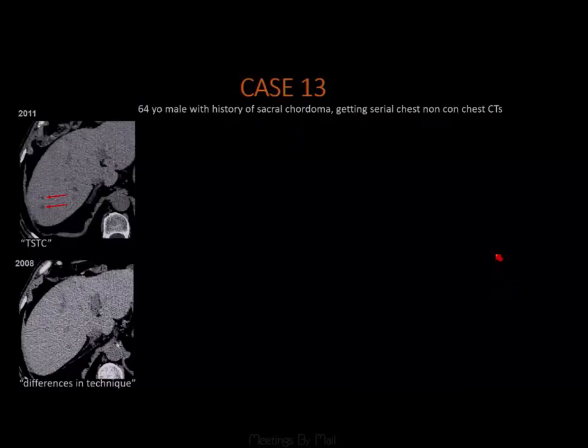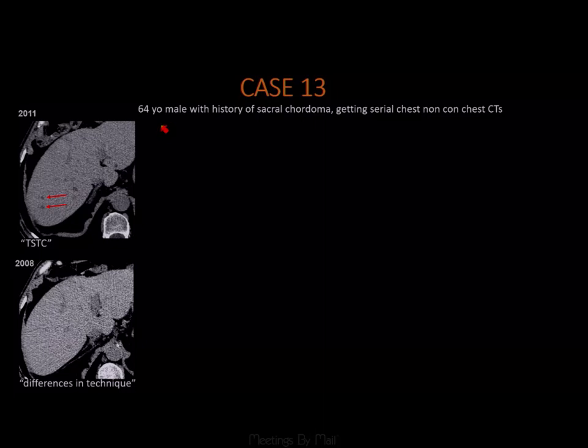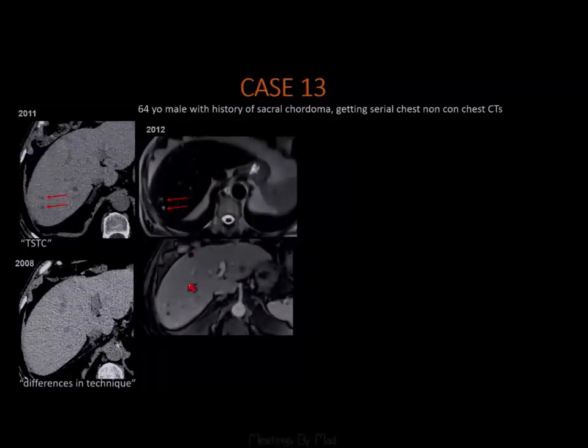All right, case number 13. This is a really interesting case. This patient had a remote history of sacral chordoma, and he was getting serial chest CTs looking for metastatic disease in the chest. On the bottom of the chest, they saw these two hypodense lesions in 2011. They went back to 2008, and they didn't see it. They thought, oh, maybe it's just due to differences in technique. But let's get an MRI in 2012.